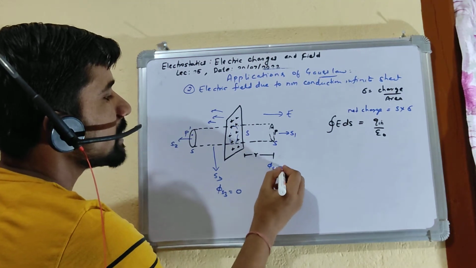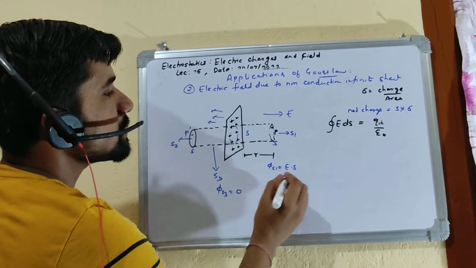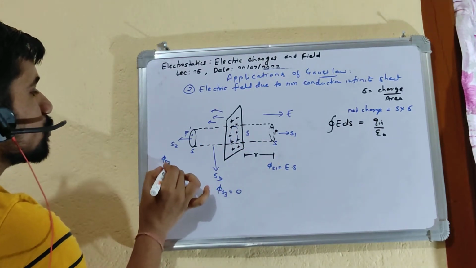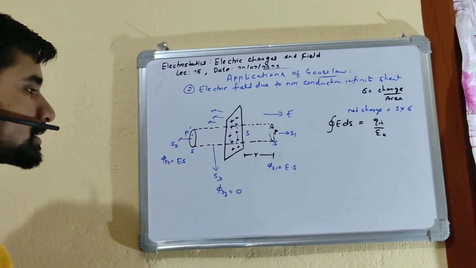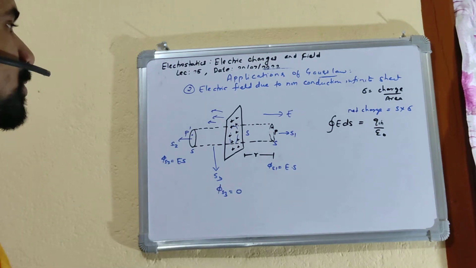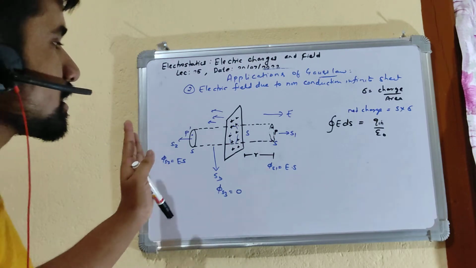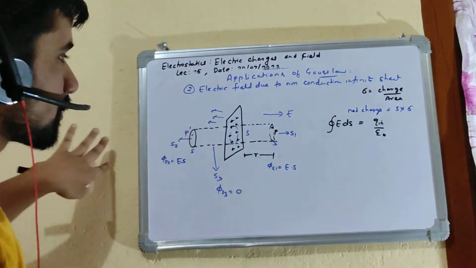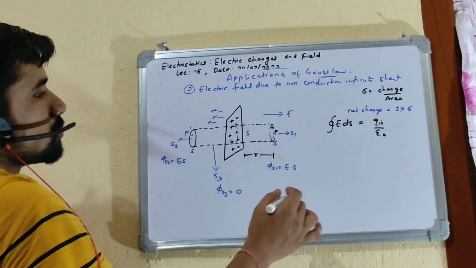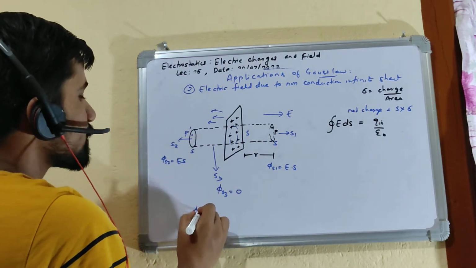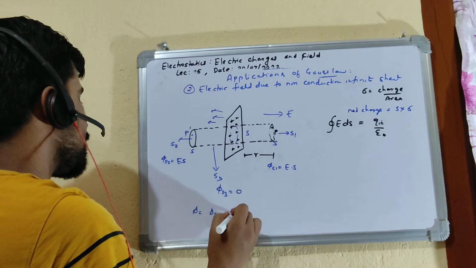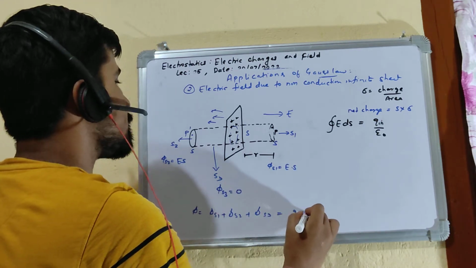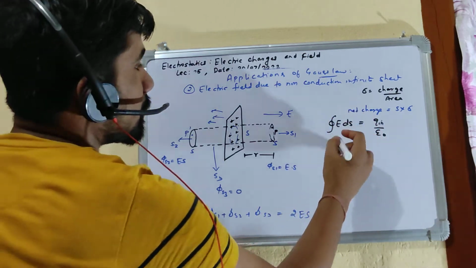Flux through S1 will be ES cos 0, which is ES, because they both are parallel, not anti-parallel. Again for S2, it will again be ES, right? Because the electric field direction is away from positive, so towards both sides it will be away from positive. So now net flux is what? Phi S1 plus phi S2 plus phi S3, which is nothing but ES plus 0 plus ES, which is 2ES, right? Now I can put it here.